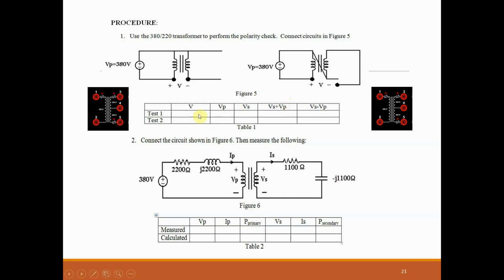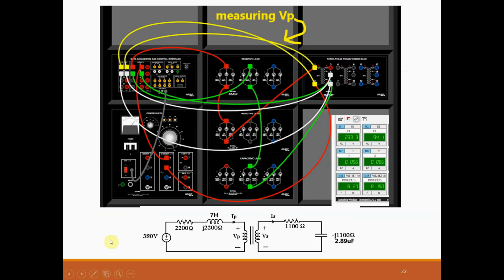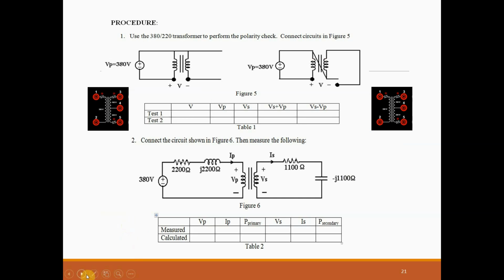Okay. So we can set test 1. What is VP? We have to write the value. I think in test 1 we have around 170, right? Let's say here test 1 170. What is VP? VP is 380. VS is 220, right? VS plus VP and VS minus VP. So we have here the result 170.